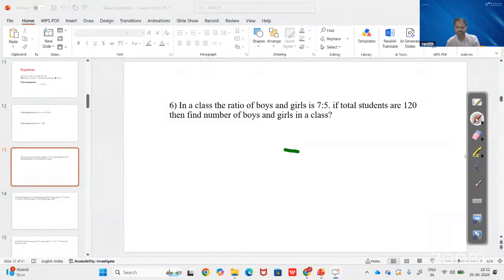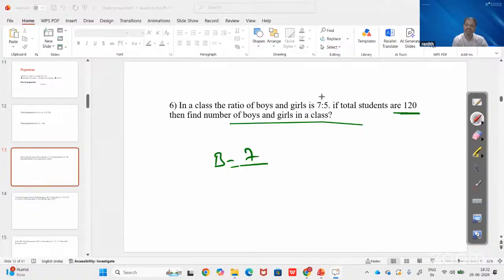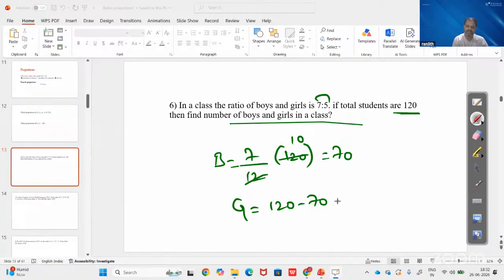Now, in a class, the ratio of boys and girls is 7:5. Total students is 120. Then find number of boys and girls. Boys equal to 7 out of total 12 into 120. 12 ones are 12, 12 tens are 120, so boys equal to 70. Then the girls equal to 120 minus 70 equal to 50 will be the answer.